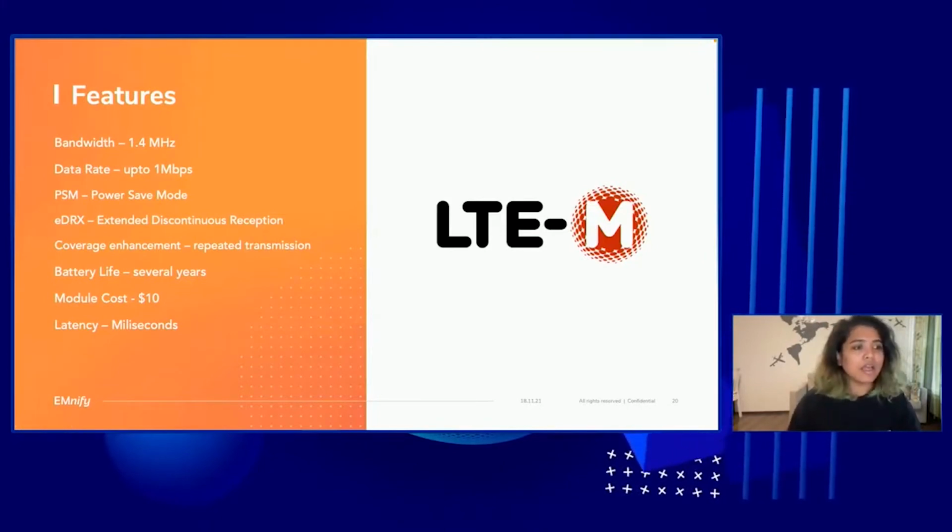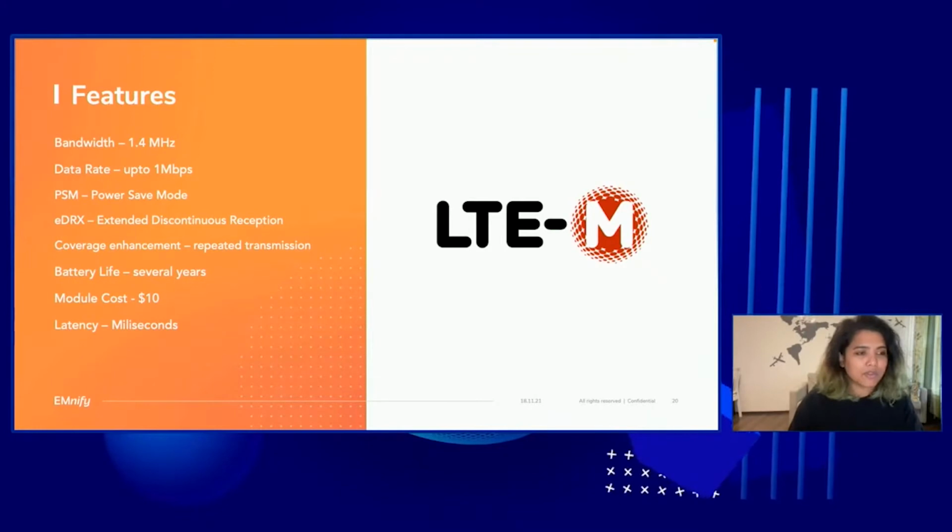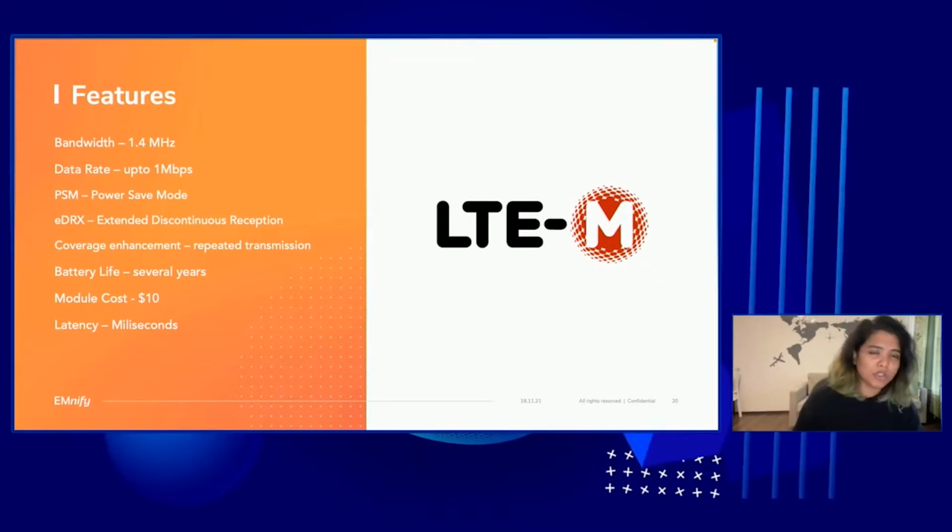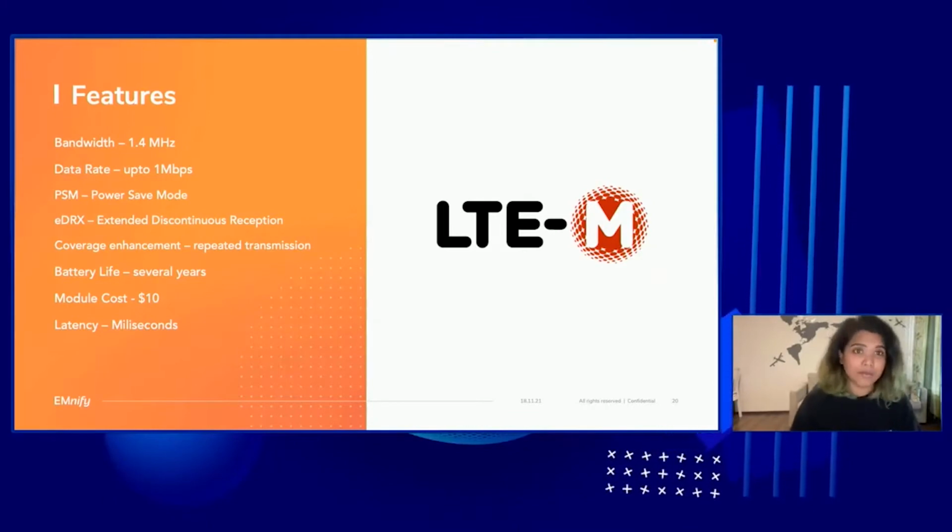Now, the LTE-M standard, what does it have? What they did was they brought down the bandwidth. You don't need so much bandwidth because you're not sending as much data. So they brought down the bandwidth to about 1.4 megahertz. They brought down the data rate as well, because sending the data super fast is not essential. So they made it up to about 1 Mbps.